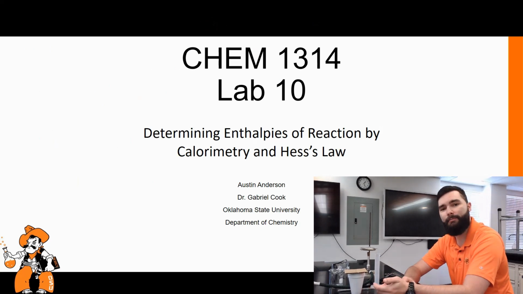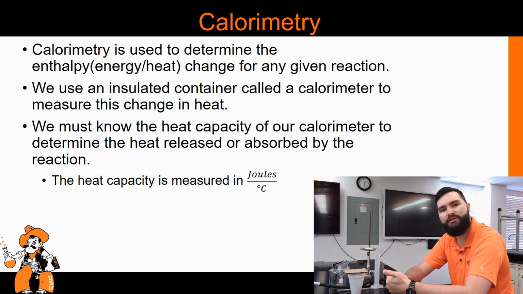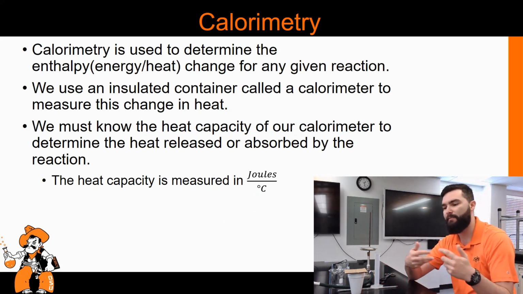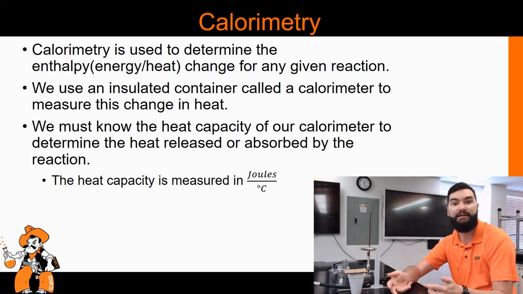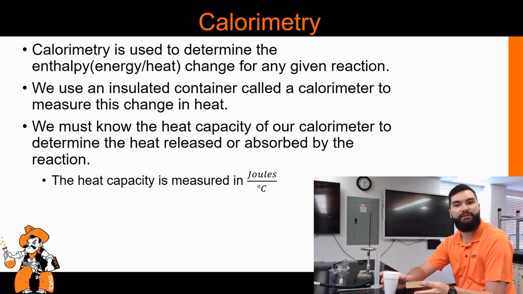Today's experiment is all about determining the enthalpy of a reaction via calorimetry. So what is calorimetry? Well, calorimetry is used to determine the heat or the enthalpy change for any given reaction. Okay, enthalpy is just a way we measure energy or heat going to or coming out of a reaction. For calorimetry, we use a calorimeter.